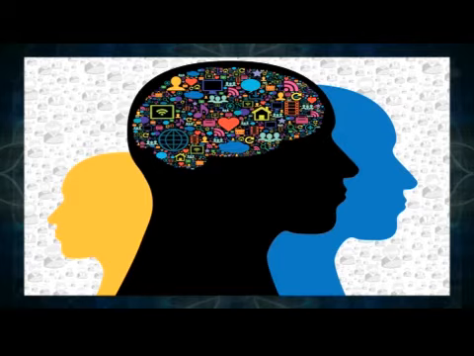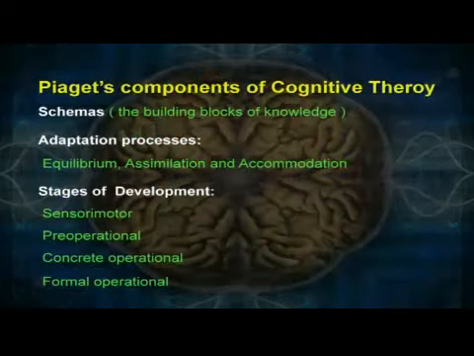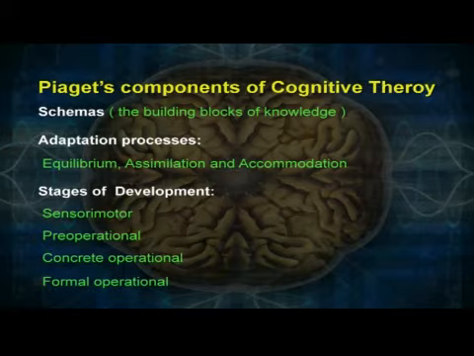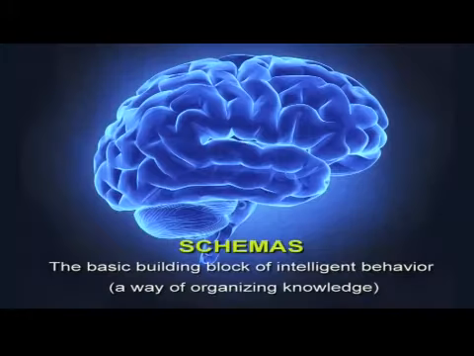discover in their environment. There are three basic key components to Piaget's cognitive theory. 1. Schemas, the building blocks of knowledge. 2. Adaptation processes: equilibrium, assimilation and accommodation. 3. Stages of development: sensory motor, pre-operational, concrete operational, formal operational.